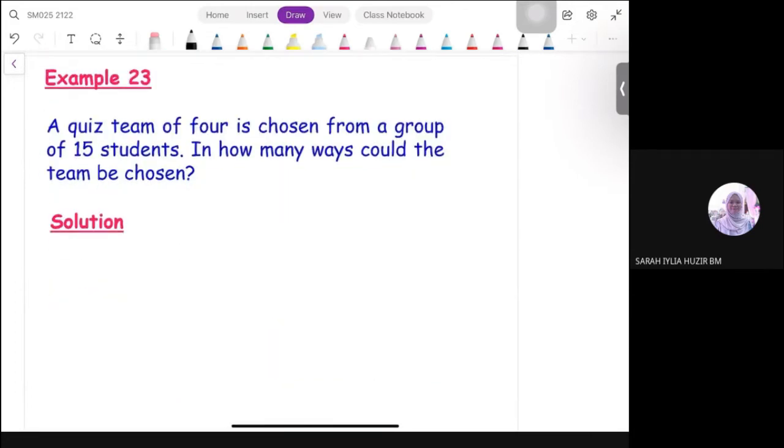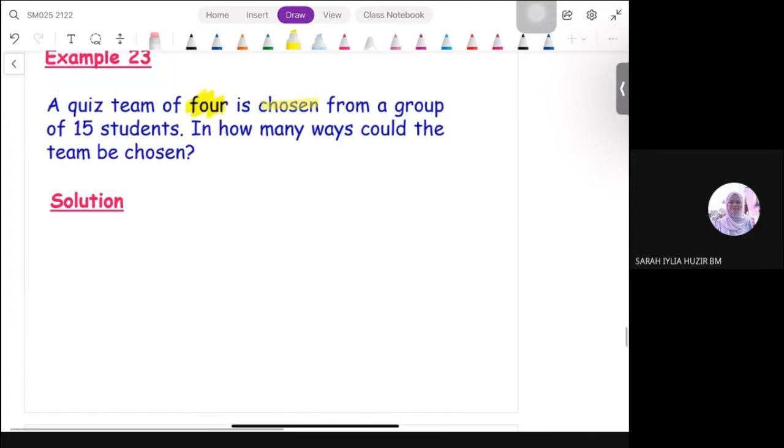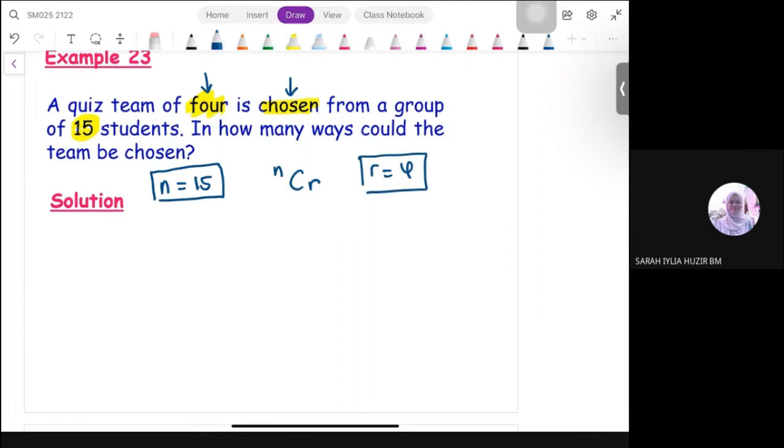Okay, let's go through the examples. The main key point here: you must detect the keyword to ensure this is a combination situation. Next example, we have a quiz team of 4 chosen from a group of 15 students. So 15 is our total options. We want to choose them, so we know we have to use combination, and we only want to choose 4 of them. Our R in this case is 4. So our calculation straight away would be 15C4. Out of 15 people, we would choose 4 different people. So our answer is 1365. Kita nak pilih je 4 orang. Siapa kita pilih dulu, siapa kita pilih kemudian, tak kisah langsung.